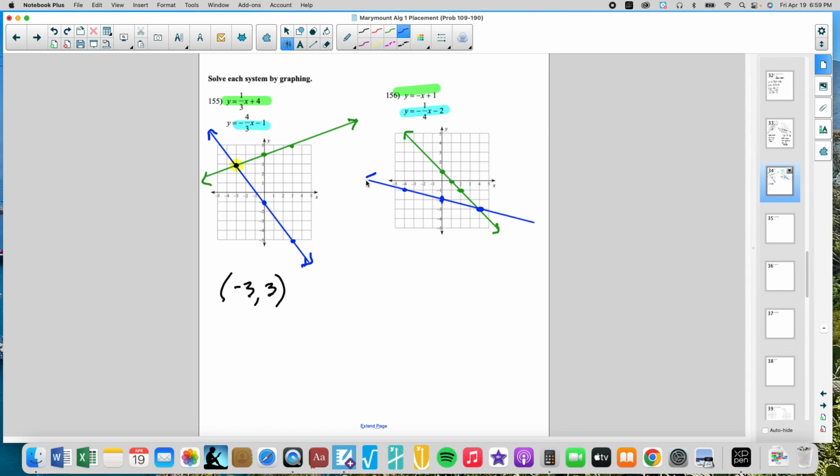Kinda. Arrows, arrows, they share this point right there. So let's list that point. That point is going to be 4, -3, which would be the solution to that system.